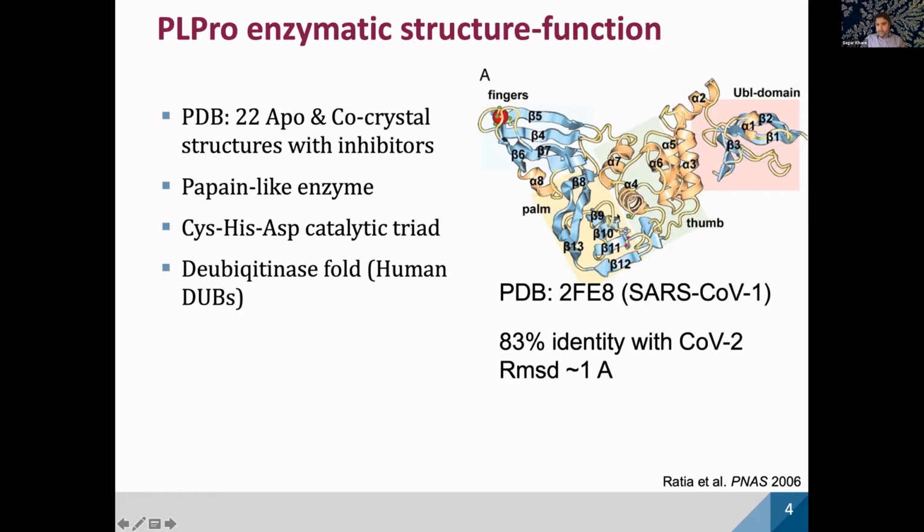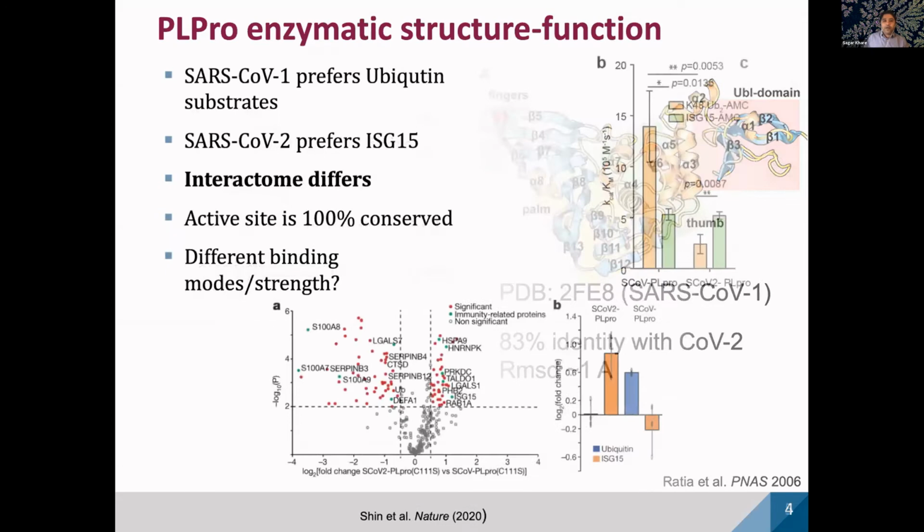And you can see that here, this is a representation of the active site cysteine, which sits at the base of this alpha-4 helix. So this alpha-4 helix is going to be important. So I would like you to just make a note of this. And also this alpha-2 helix, which is at the interface of the thumb and the ubiquitin-like domain. Both of these alpha helices are going to feature prominently in the rest of the talk.